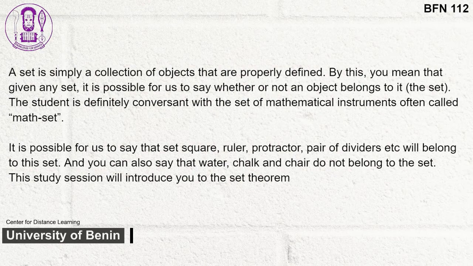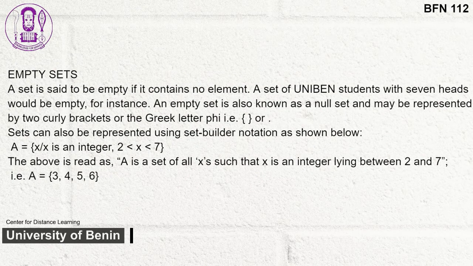Empty sets. A set is said to be empty if it contains no element. A set of seven-headed students would be empty, for instance. An empty set is also known as a null set and may be represented by two curly brackets or the Greek letter phi.